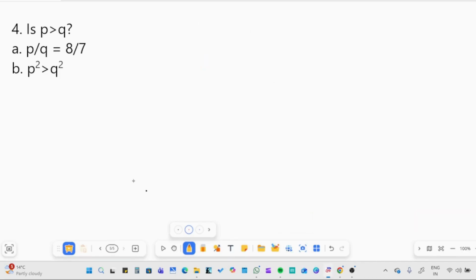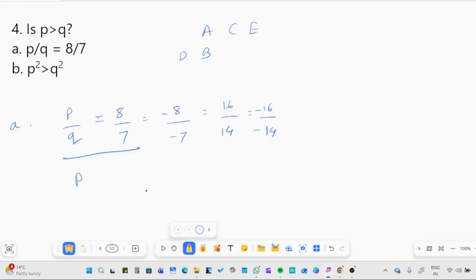Let's see one more question. Question 4 says, is P greater than Q? Let me write all the 5 options here in this way. The first statement says that P upon Q is equal to 8 by 7. Does it mean that P is greater than Q? No, because this is just the ratio. It can be negative 8 upon negative 7. It can be 16 upon 14, or it can be negative 16 upon negative 14. The common multiplier can be a positive number or a negative number, but the ratio will end up to 8 over 7. It doesn't mean that P is greater than Q. It can be this way also. So from this we can say that A alone is not sufficient, and if A is not sufficient, we can cancel D as well.